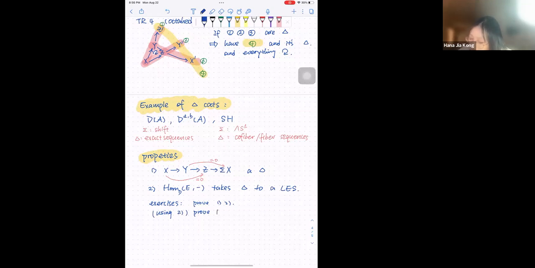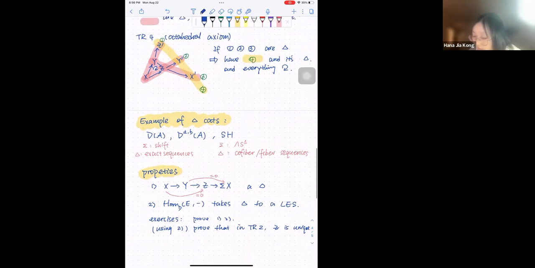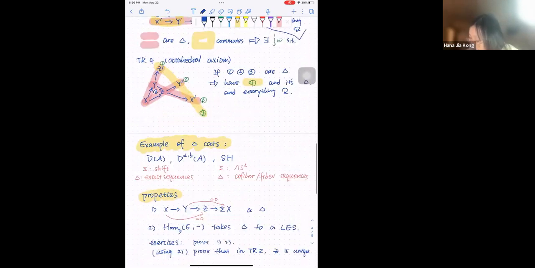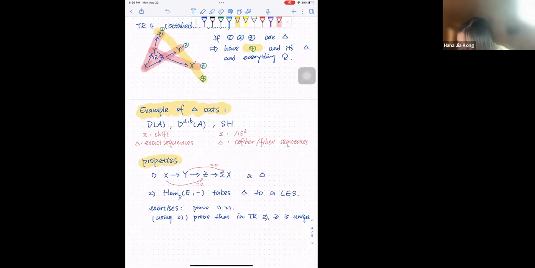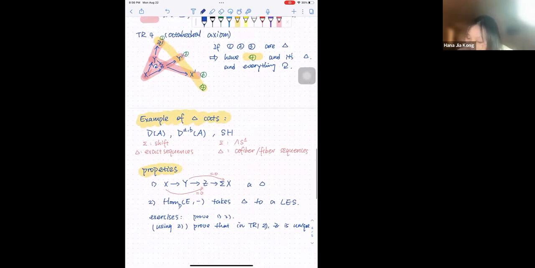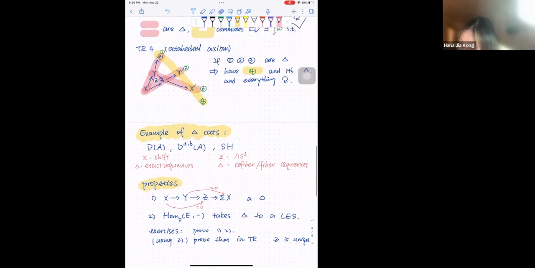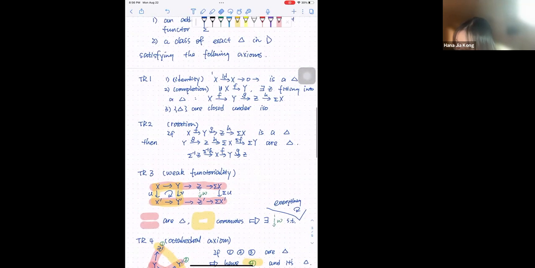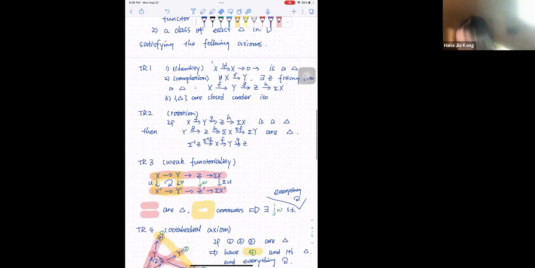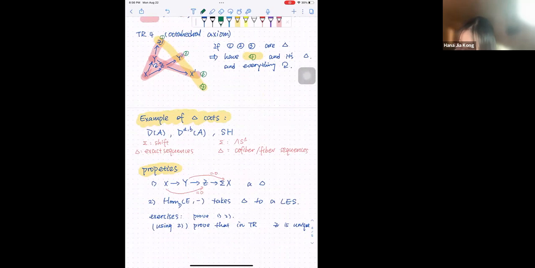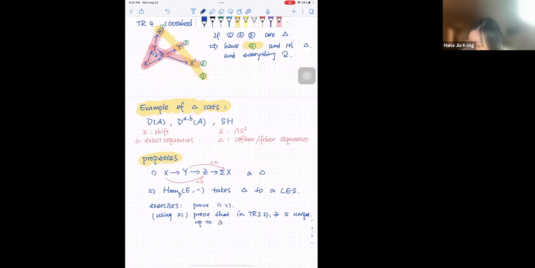You can also prove that in the second part of the first axiom, the completion, the object Z is unique up to isomorphism.